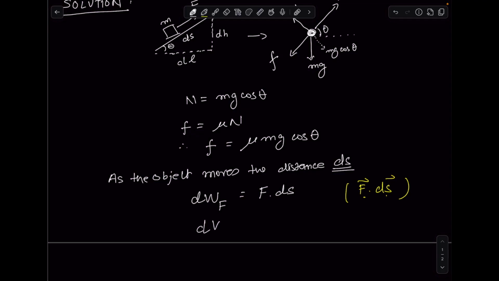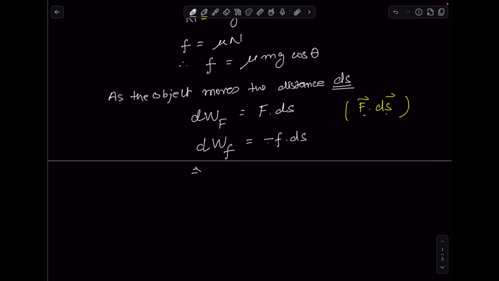Similarly, the small work done by the frictional force is minus f times ds, because the direction of friction and the direction of the displacement are opposite, so hence the minus sign, cos of 180 degrees, and the quantities are multiplied. So therefore dWf is, we know that f is mu mg cos theta, so minus mu mg cos theta times ds.